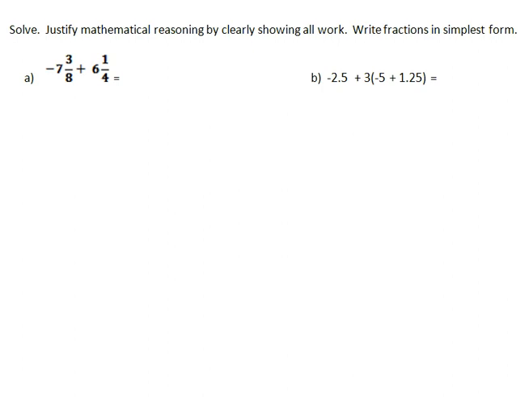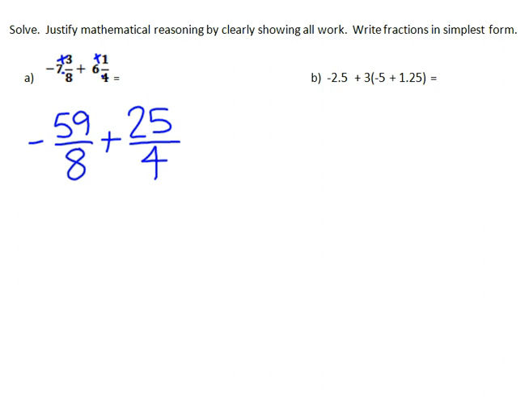All right, second one, this is where we're going to start working some problems. So the first one, we have two mixed numbers. Our first step is to change them into improper fractions. So I'm going to multiply 8 times 7 and then add 3. So 8 times 7 is 56, plus 3 would be 59, and the first fraction is negative. And then we're going to add 6 times 4 is 24, plus 1 is 25, so we get 25 fourths. Okay, so step 1, change mixed numbers into improper fractions.